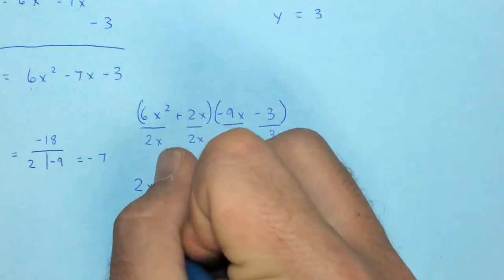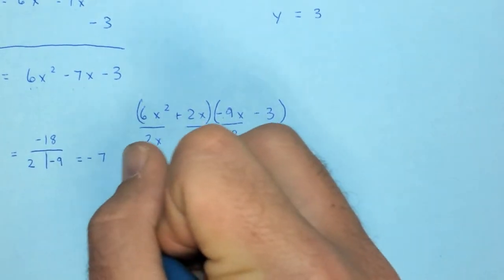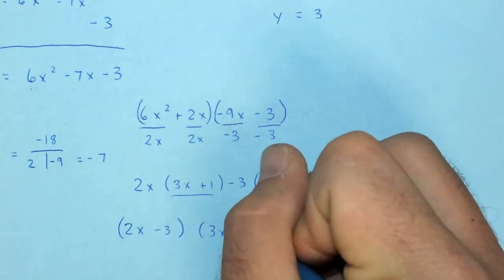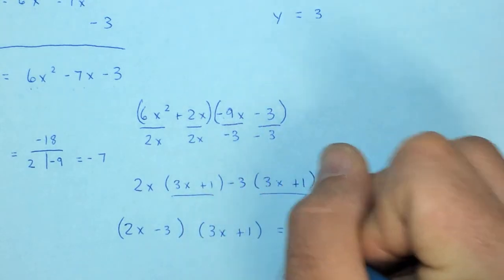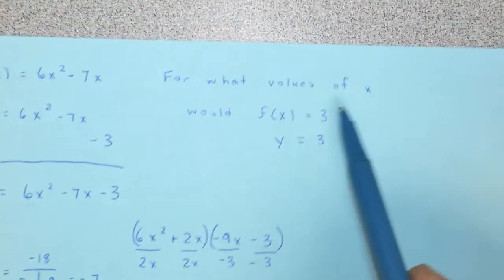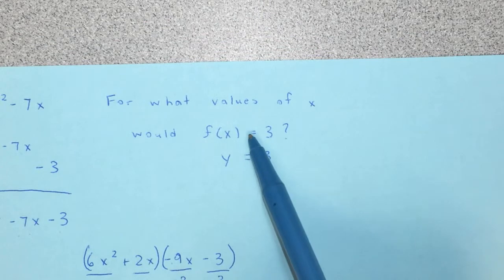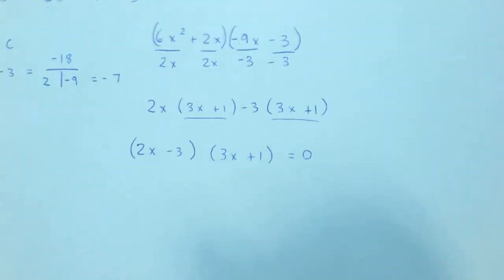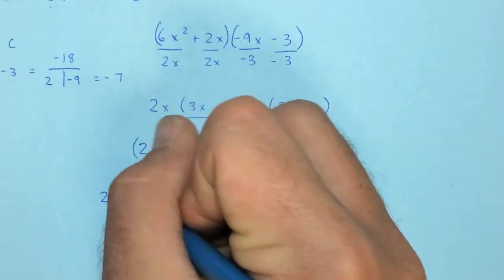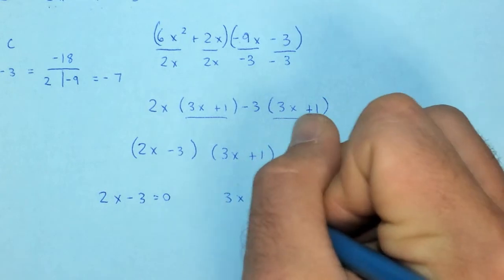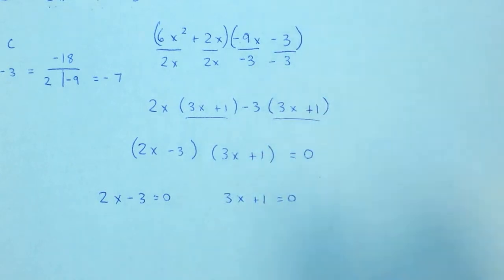So I have 2x minus 3 and 3x plus 1. Remember, this is equal to 0. And I, again, am trying to find what values of x where y was equal to 3. So far, I've gotten down to this. All I need to find out are what my x values are. So 2x minus 3 is equal to 0. And 3x plus 1 is equal to 0.